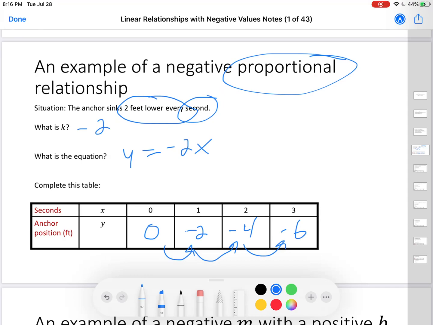Notice there is no negative sign up here. It doesn't say it sinks -2 feet lower. The negativity is taken up by the word sinks. It says sinks, so therefore it's going down. We don't need to put a negative sign. It's taken care of with that. In fact, if you put a negative sign, that would be a double negative, and that would mean it's rising, but no one ever does that.